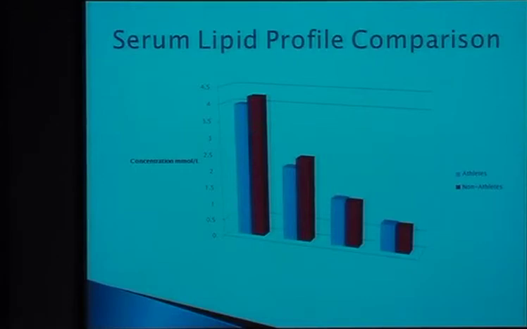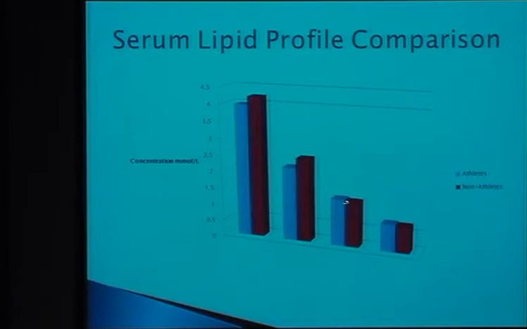These bars here represent the total cholesterol level. For the non-athletes, they had a higher cholesterol level in comparison to the athletes. This bar here displays the LDL cholesterol, which is often referred to as the bad cholesterol, and it is lower in the athletes in comparison to the non-athletes, which goes again to verify that for persons with high cholesterol levels, it is important that you exercise, as exercise does have a positive effect on that.